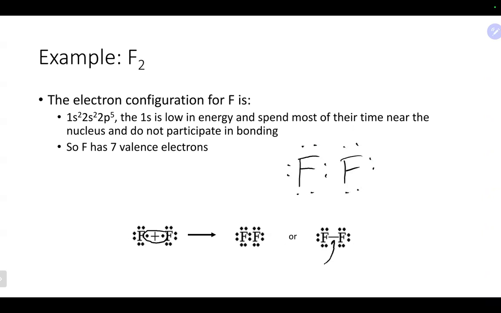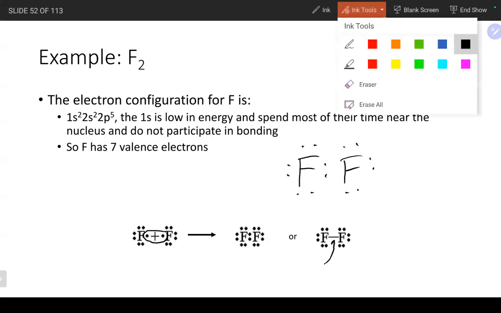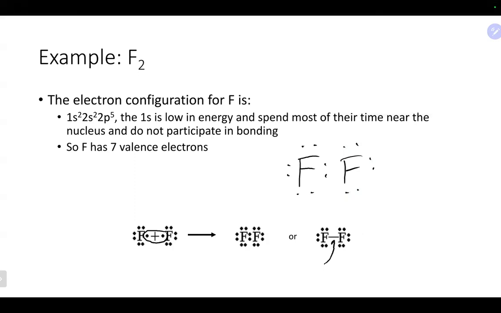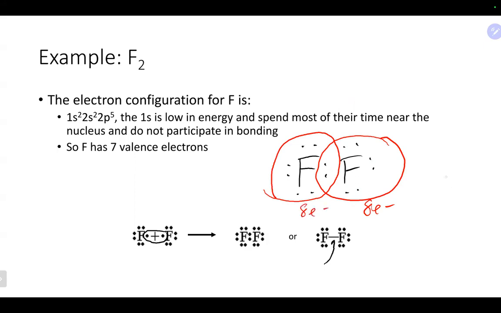But once again, if we sort of count up what's happening for each of the fluorines here, the fluorine on the right there now has 2, 4, 6, 8 electrons. And again, those 2 electrons in the middle are being shared. So the fluorine on the left there now has 2, 4, 6, 8 electrons. Once again, lucky number 8 on the periodic table is our noble gases, right?